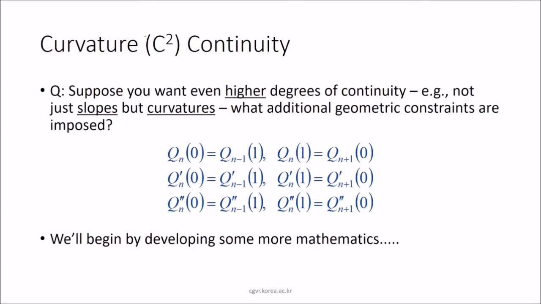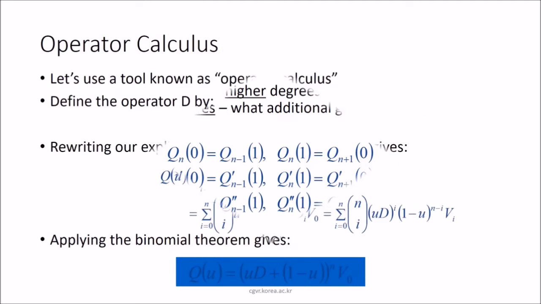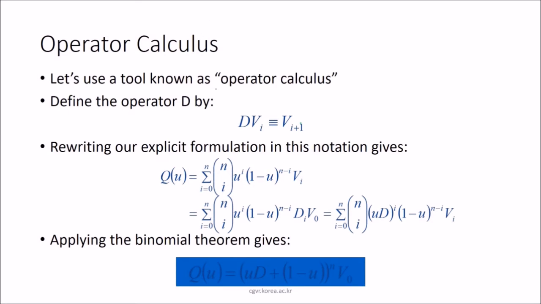For curvature C2 continuity, suppose we want even higher degree of continuity, not just slopes but curvatures. So what additional geometric constraints can be imposed in this? We'll begin by developing some more mathematics first. So let us use a tool known as operator calculus, and we define the operator D by something like this: Dvi is equal to vi plus 1.